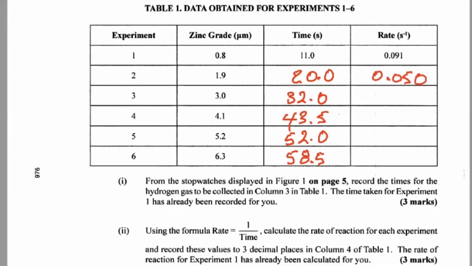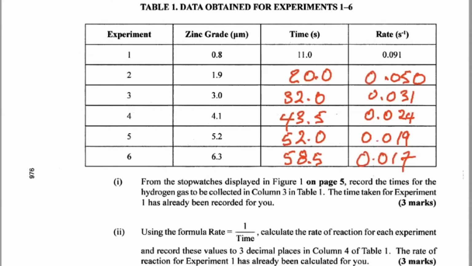And then 1 divided by 32, that would be 0.031. Then there is 1 divided by 43.5, 0.024. Then 1 divided by 52, 0.019. And then there's 1 divided by 58.5, which will give us 0.017. And 3 more marks.